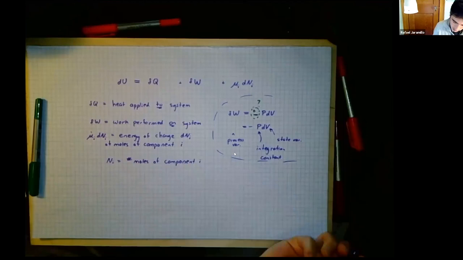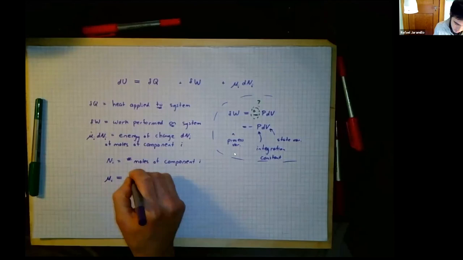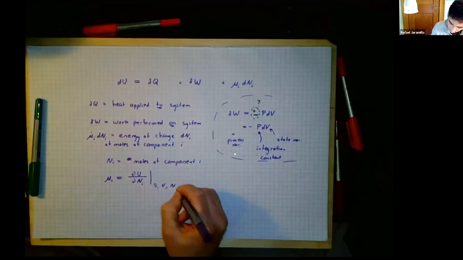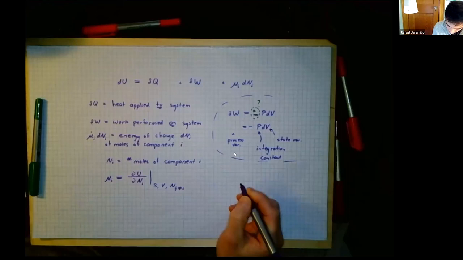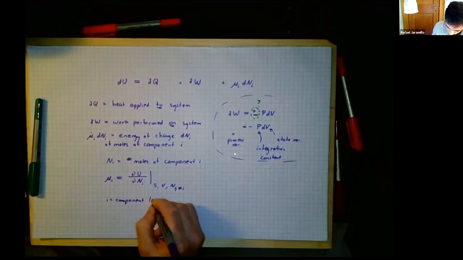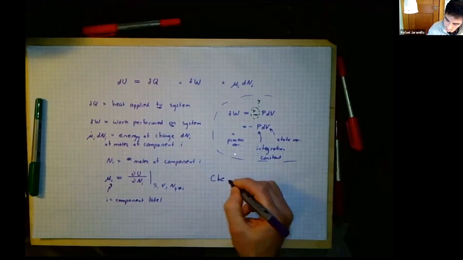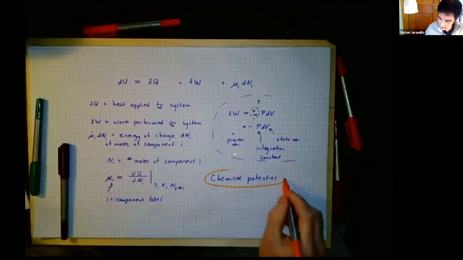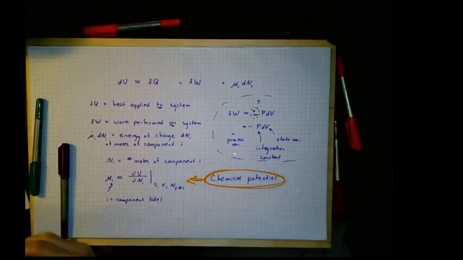And mu_i is defined as partial U, partial n_i for fixed entropy, volume, and moles of j not equal to i, and we'll get to this. i is a component label, and this whole thing is called the chemical potential. Which is a really central concept for material science and chemical engineering. So we will be spending an entire term on the chemical potential. Okay, that's where I wanted to get to today.